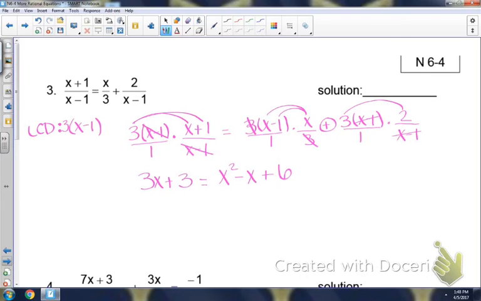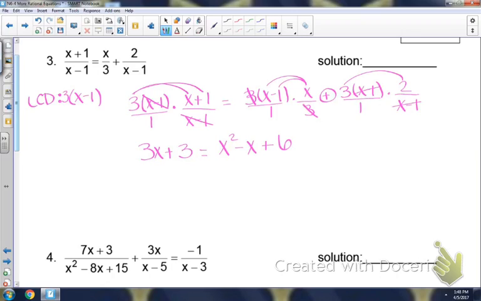So notice now that we're left with a quadratic equation. To solve it you can use whatever method, but we're going to use factoring. So we need to set it equal to 0. We want x squared to be positive when we're factoring. It's already positive, so I'm going to subtract 3x and subtract 3 on both sides of the equation. So you have 0 equals x squared, combining the x's, you get negative 4x, and then plus 3.